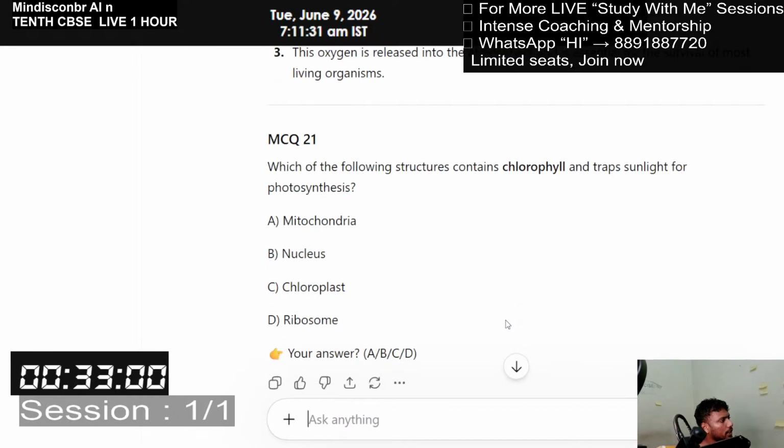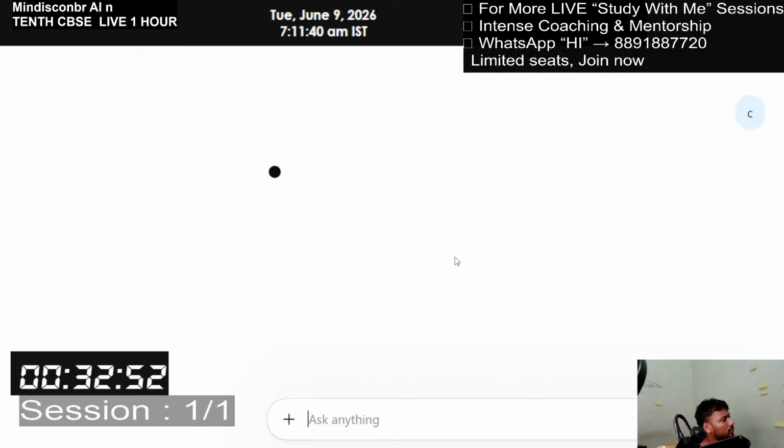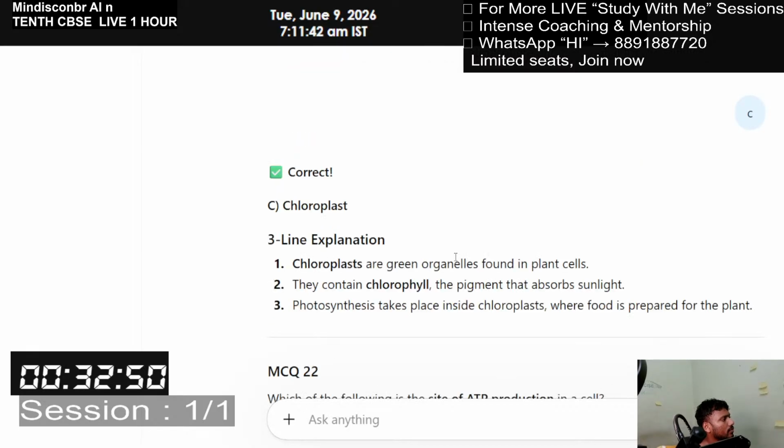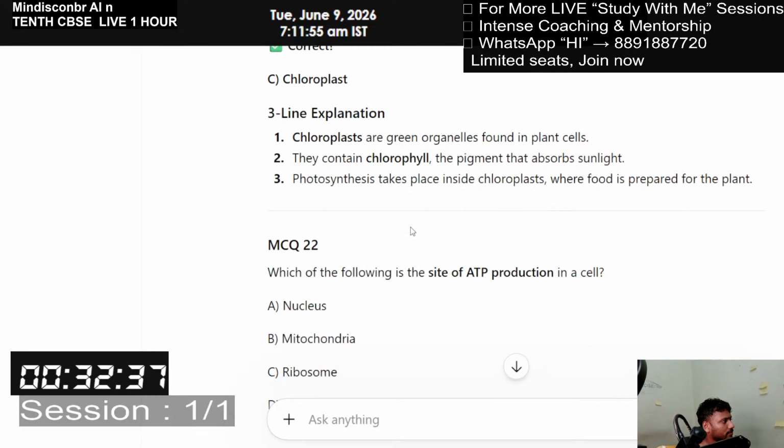Which of the following structures contains chlorophyll and traps sunlight for photosynthesis? Chloroplast. Chloroplasts are green organelles found in plant cells. They contain chlorophyll, the pigment that absorbs sunlight. Photosynthesis takes place inside chloroplasts, where food is prepared for the plant.